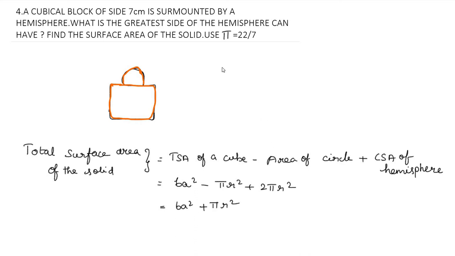Let us find the measurements. What is the side of the cube? The side of the cube is equal to 7 centimeter, that is, a is equal to 7 centimeter. And what is the radius of the circle? The radius of the circle is equal to 7 by 2.